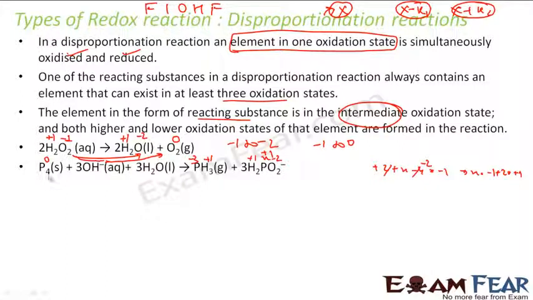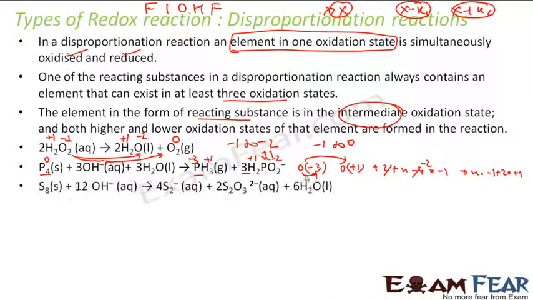So now if you see, phosphorus became -3, 0 to -3, and here it becomes 0 to +1. So in this case it got reduced, and here it got oxidized. So both oxidation and reduction happened for phosphorus. Here we will see there are 3 oxidation states, -3, 0 and +1, and 0 was the intermediate state, correct?